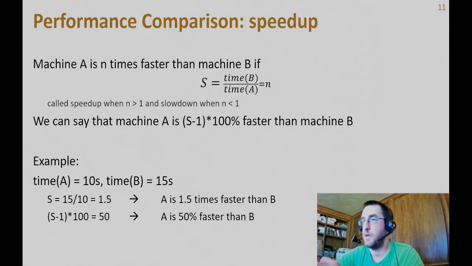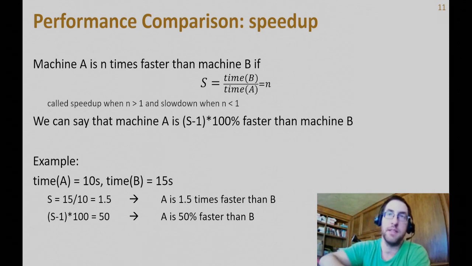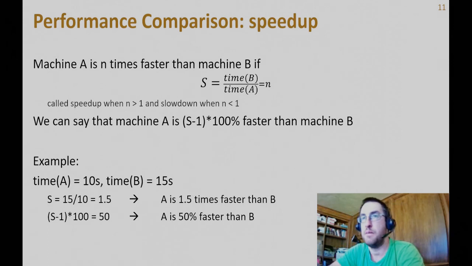So we take the speed up and we subtract 1 from it, we multiply it by 100, and we can slap a percent sign on there, and that's where we get the term faster than. So this is going to be your Swiss Army knife of performance analysis, speed up. We're going to use it heavily throughout this course. If your time on A is 10 seconds and your time on B is 15 seconds, what's your speed up? 1.5. Very good math. So A is 1.5 times faster than B. We can say A is 50% faster than B.